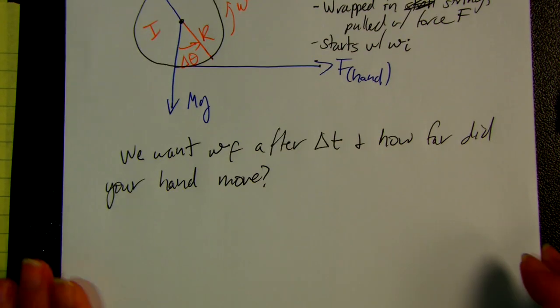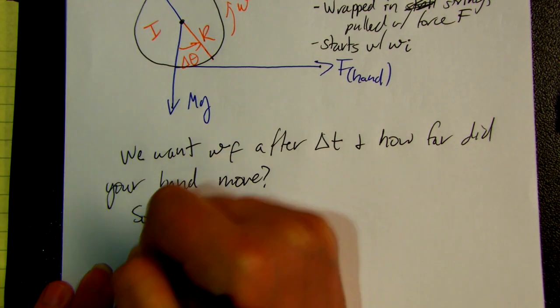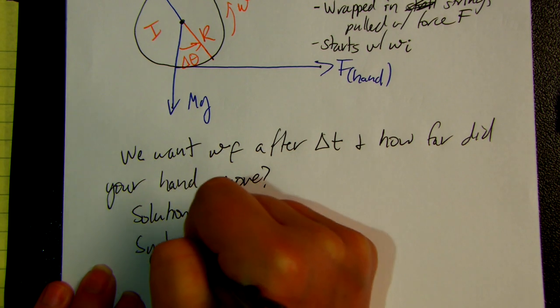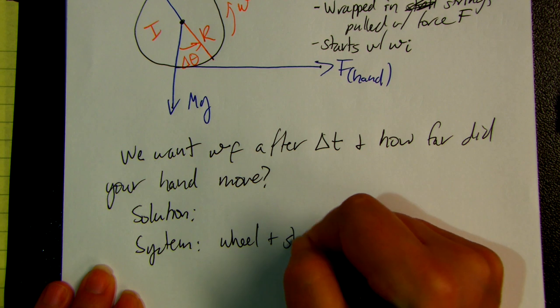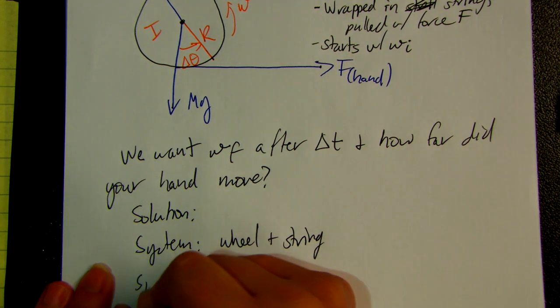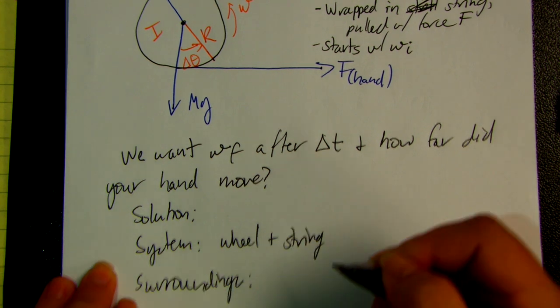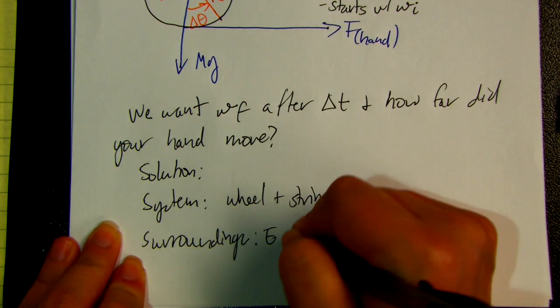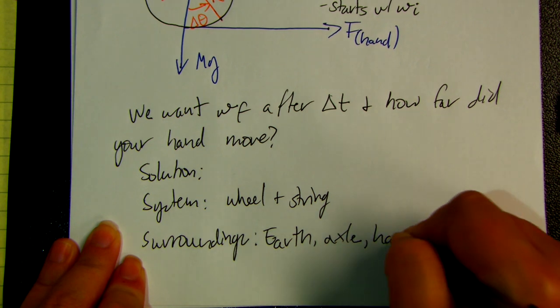All right, so solution. Our system is the wheel plus string and the surroundings: earth, axle, hand.